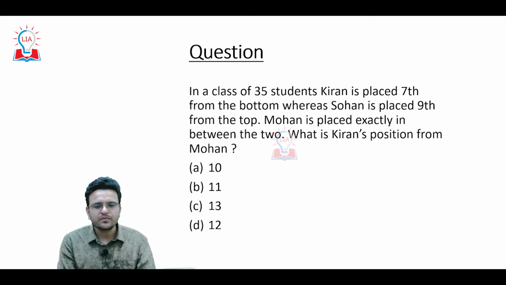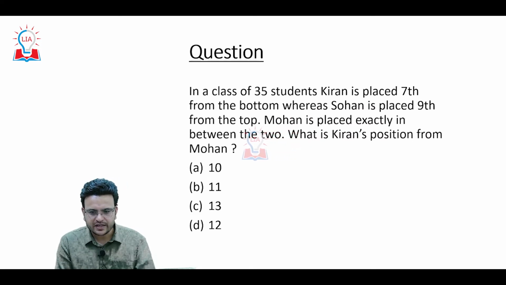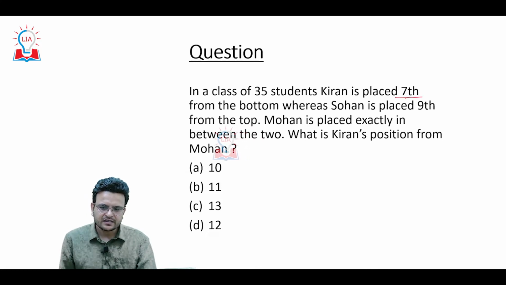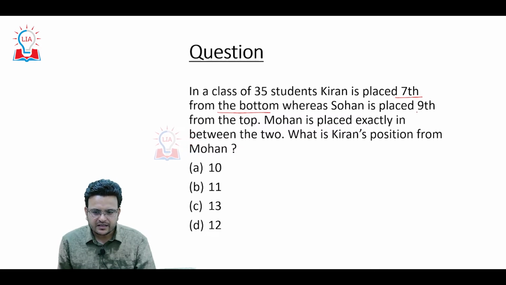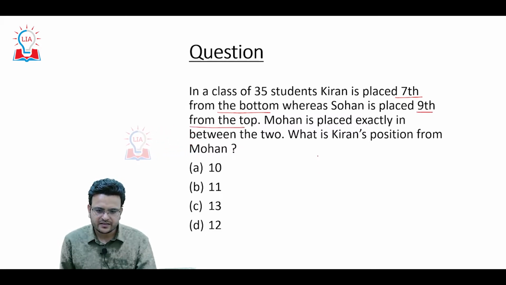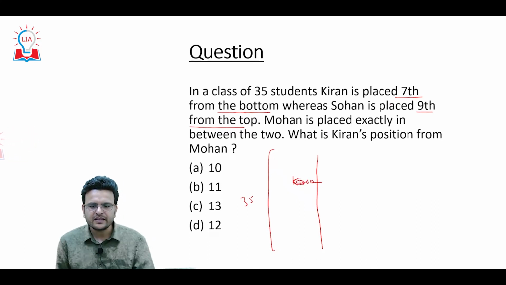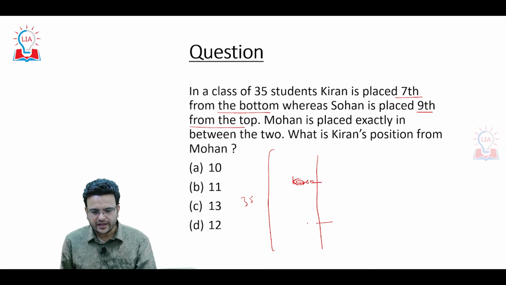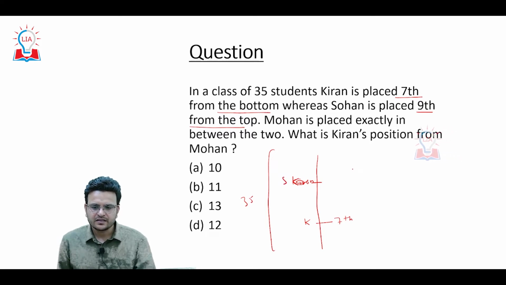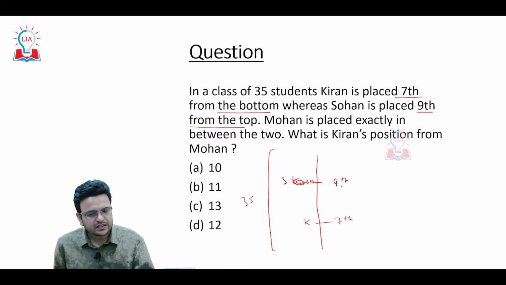Now come to one more question. In a class of 35 students, Kiran is placed 7th from the bottom, whereas Sohan is placed 9th from the top. In a class of 35 students, Kiran is 7th place from the bottom, and Sohan is 9th place from the top.